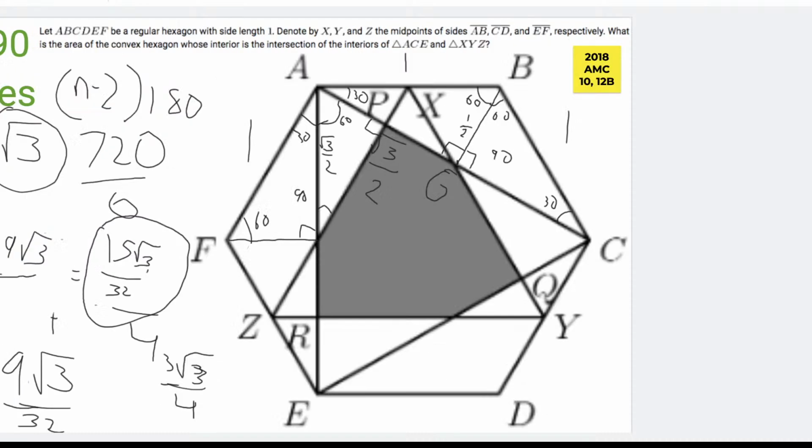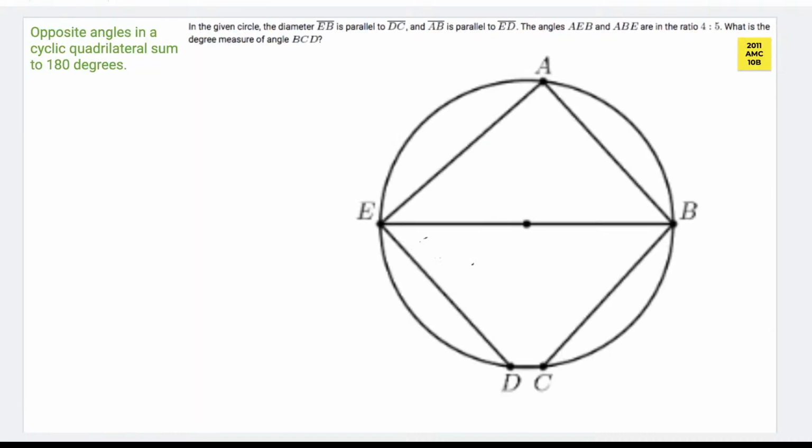Now our next topic is that opposite angles in any cyclic quadrilateral sum to 180 degrees, no matter what. They will always sum to 180 degrees. And a cyclic quadrilateral is a quadrilateral which has all of its vertices on the circumference of the circle. So in this problem, it says, in the given circle, the diameter EB is parallel to DC. The fact that they're parallel will matter to us. It matters a lot, and you'll see why.